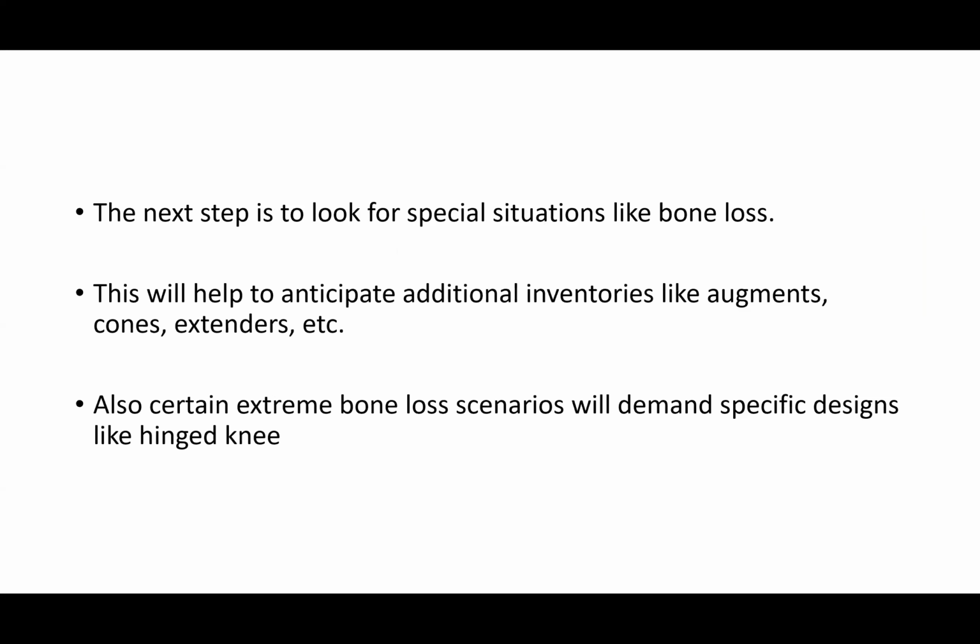Then the next step is to look for special situations like bone loss. This will help to anticipate additional inventory like augments, cones, extenders, and stems. And also certain extreme bone loss scenarios will demand specific designs like a hinge knee.